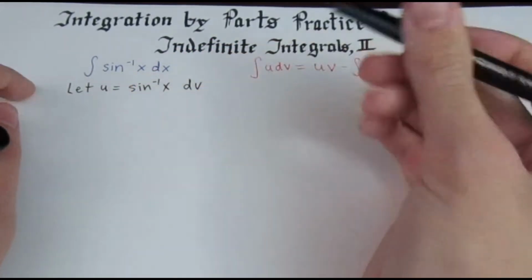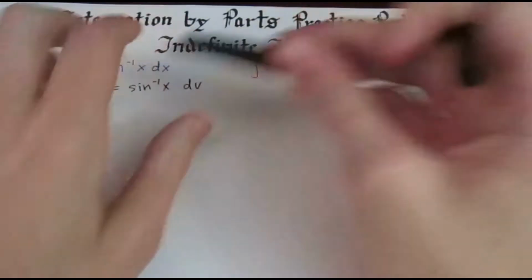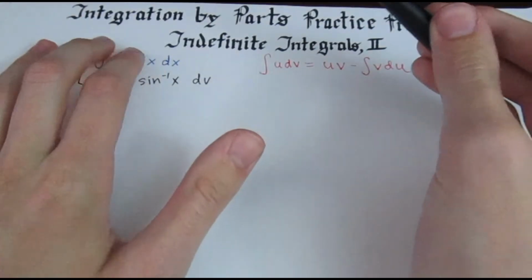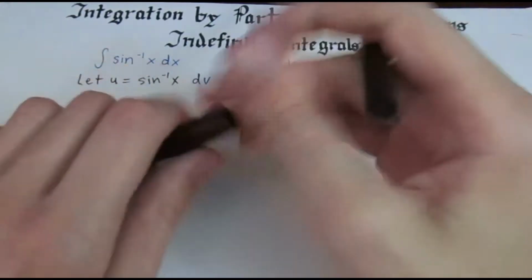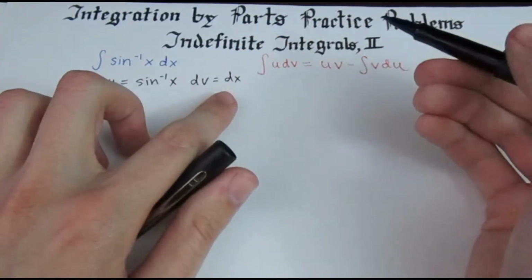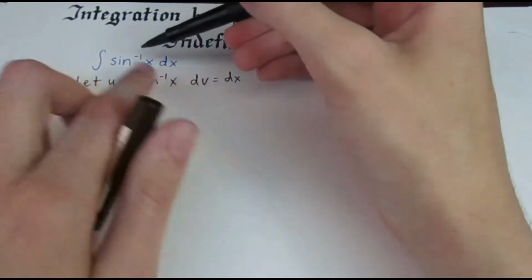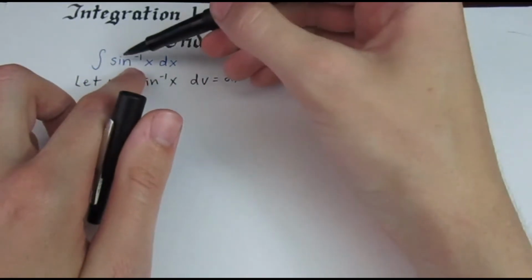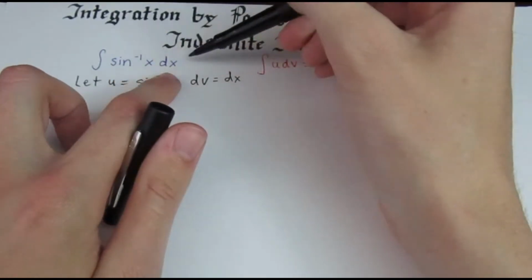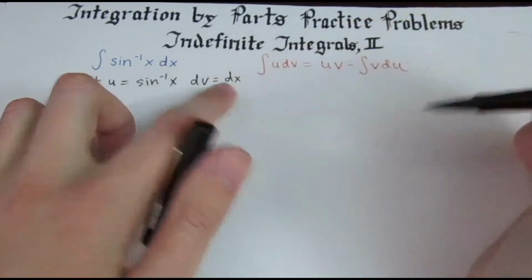But where in the math problem is a dv? Well, cover up what you used for u, and what's left over will be dv. And indeed, our dv is going to be dx, because this is a product. This is sine inverse of x times 1 dx. So our dv is going to be 1 dx.